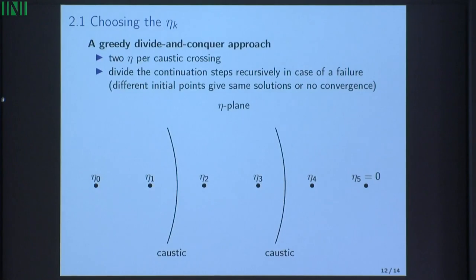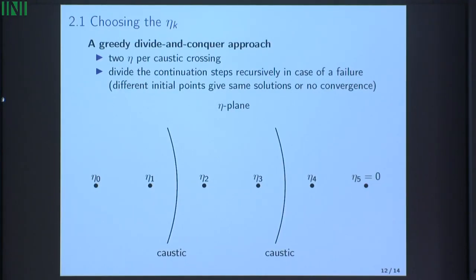Then I have a lot of steps, and I want to do two large steps to have an efficient algorithm in some sense. So we do this greedy divide and conquer approach to choose our etas. So we have the very first, the eta naught from the initial phase, and the very last is always 0. And then per caustic which we have to cross, we introduce two etas. So eta 1 and eta 2 correspond to this crossing here.